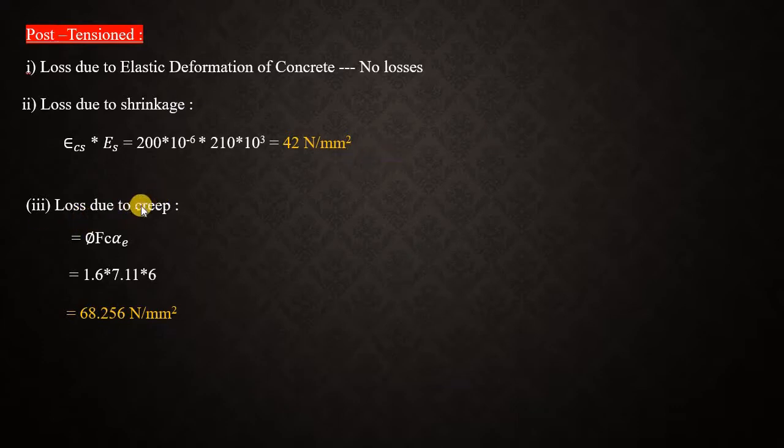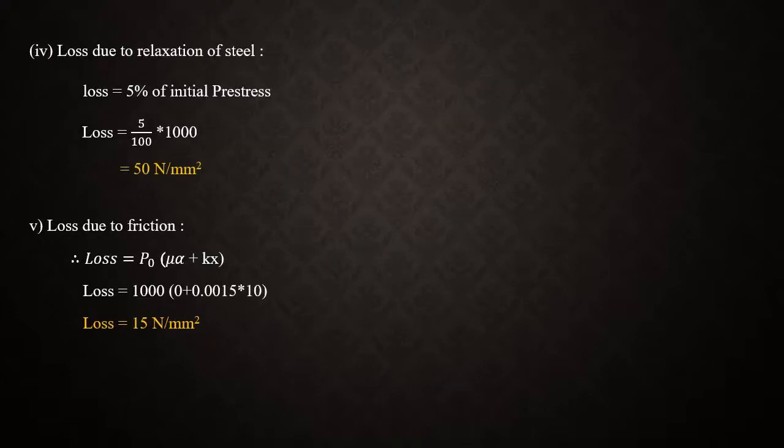The third loss is loss due to creep. Phi Fc into alpha E is the formula for creep. The Fc has already been calculated, even alpha E is calculated, and phi, the creep coefficient, is given. So the loss is 68.256 Newton per mm square.